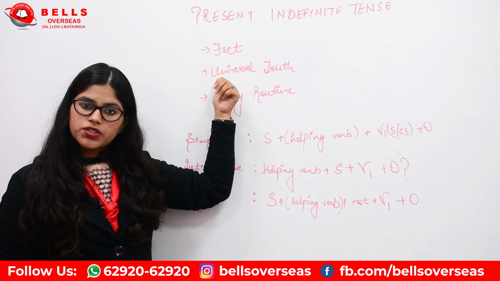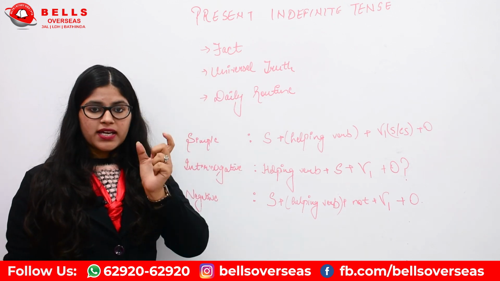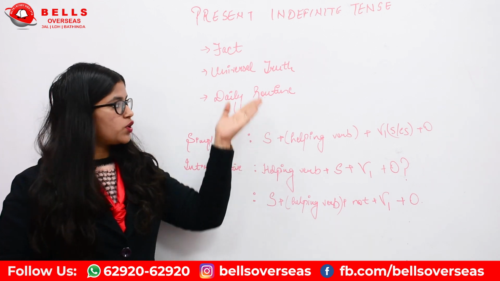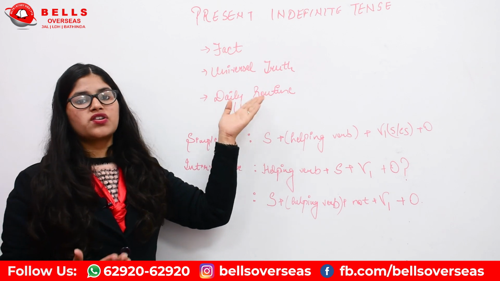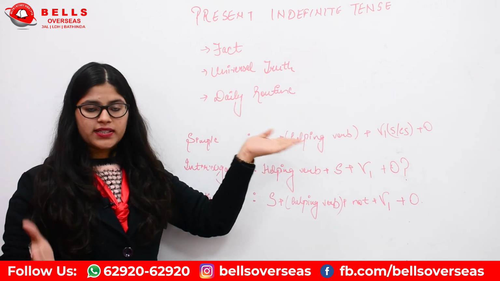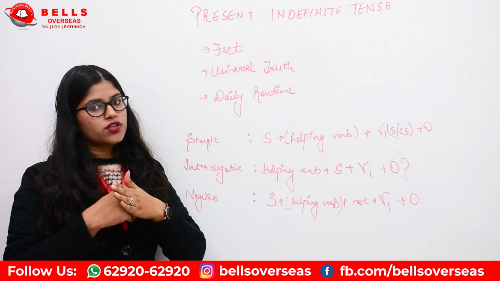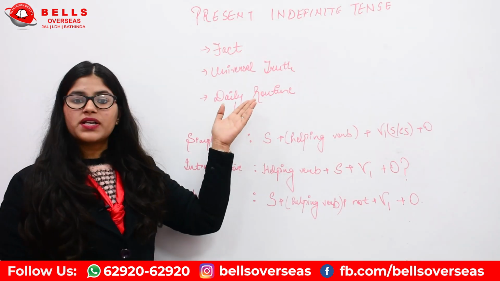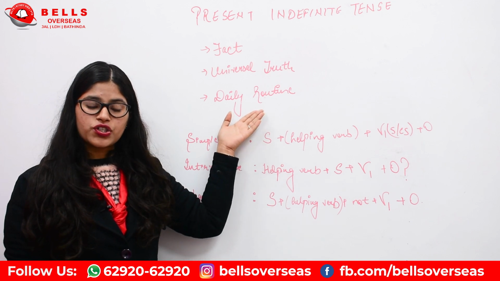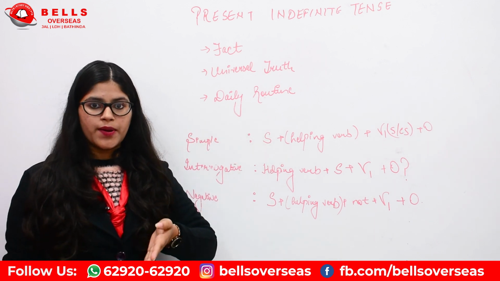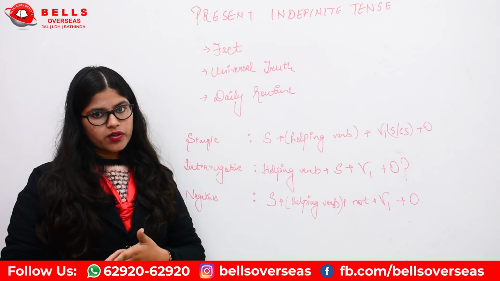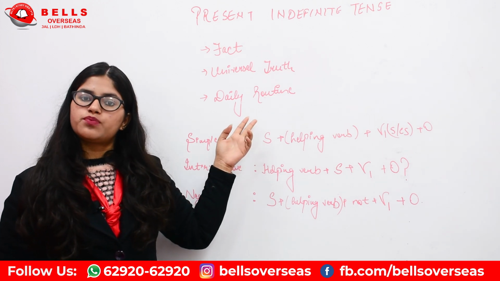Then we have universal truth. A fact, a thing that is true for the whole of the universe is a universal truth. For example, the sun rises in the east. Alright, this is a universal truth. It is true for the whole of the universe. Here we use simple present tense. Then daily routine, an action that I do in my daily routine. For example, I go for a walk in the morning. That is a part of my daily routine. Here I will use simple present tense.